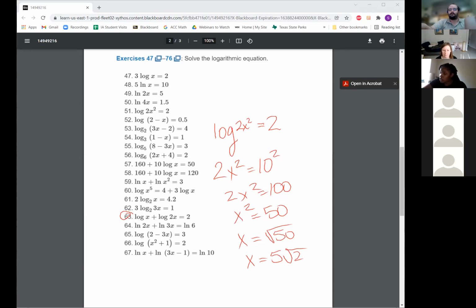Oh, okay. So is it okay if we put that in decimal form or put it in the radical? Depends on the directions. If the directions say use exact answers or symbolic answers, then you have to leave it like that. Or if the directions say decimal answers, then you would put it in your calculator.